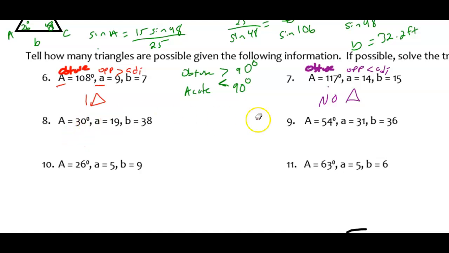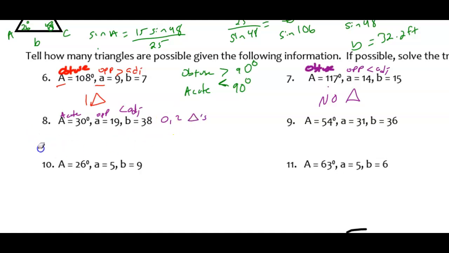Number 8. Well, here, all these are acute angles. So, okay, cool. So number 8, we see we have an acute angle, and it's acute because it's less than 90 degrees. And then we have side A, opposite, is less than side B, the adjacent leg, right? Opposite is less than adjacent. Well, since this is acute and opposite is less than adjacent, it's not like over here where it's obtuse and opposite is less than adjacent. It's acute and opposite is less than adjacent. That means there is 0 or 2 triangles. And we need to figure out which one it is.